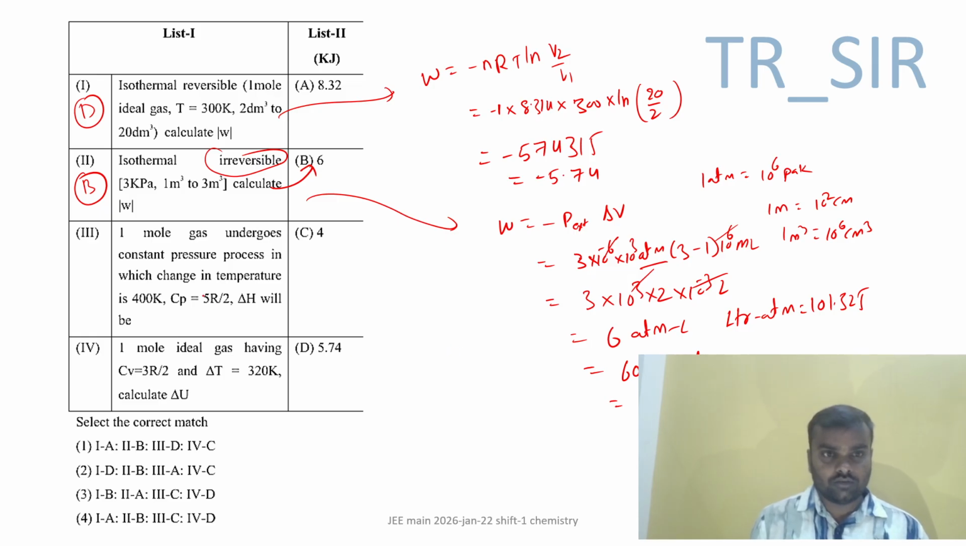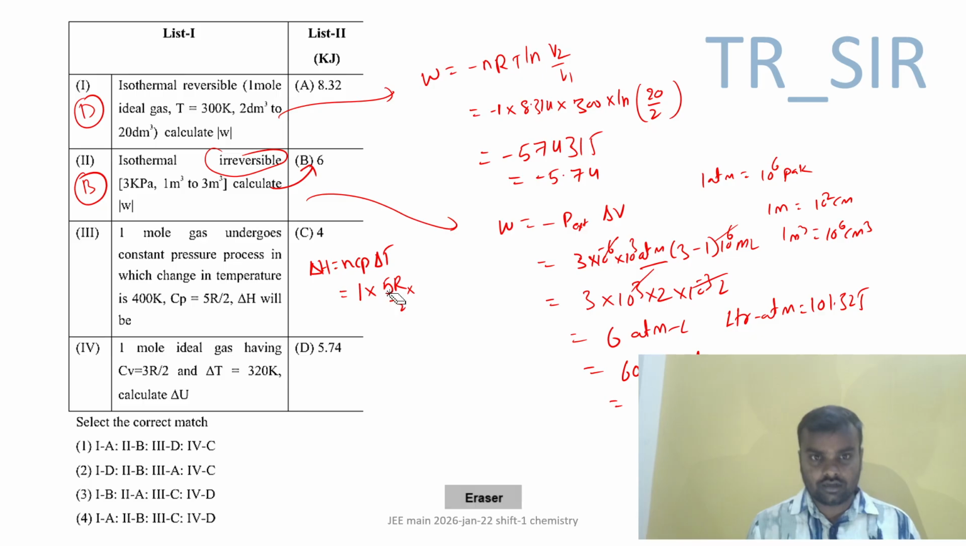Okay, now the third one. 1 mole of a gas undergoes constant pressure. Del H is equal to n Cp dT. Direct formula substitution, guys. The change in temperature they gave is 400 Kelvin. Number of moles is 1. Cp is 5R by 2. The R value we can substitute here, 8.314. I'll keep 8.3, and the temperature is 400.